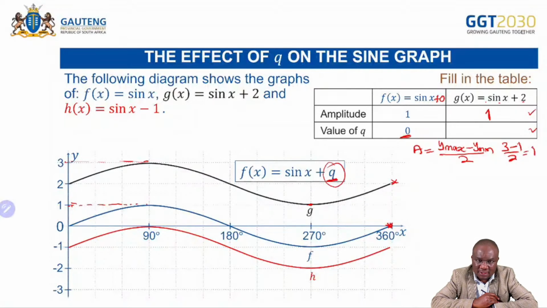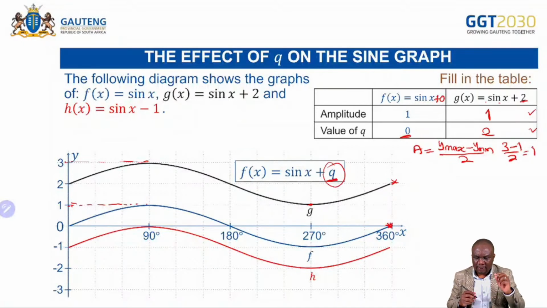Q does not affect the amplitude. Okay, q does not affect the amplitude. So the value of q here is, what is it? It's 2. So the amplitude is not affected by q. Let me not comment on the maximum and range because you're going there now.